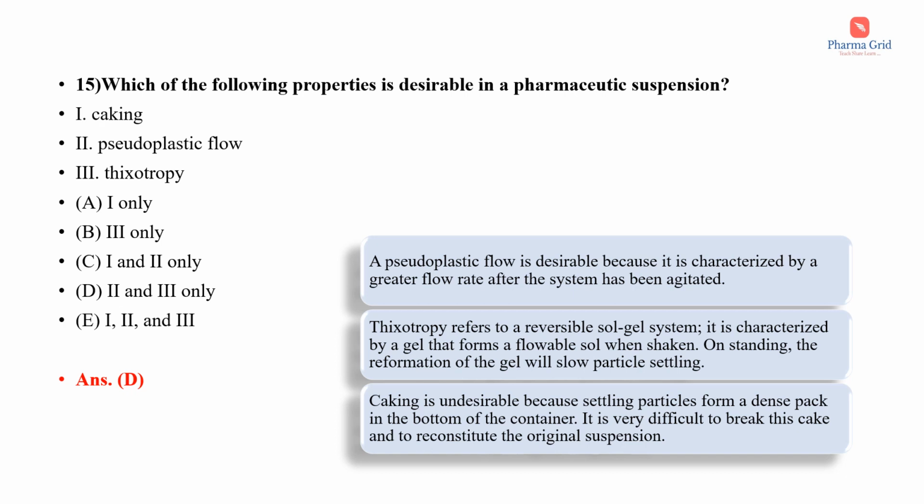It is desirable in the case of a pharmaceutic suspension because it is characterized by a greater flow rate after the system has been agitated. Then thixotropy is a kind of reversible sol-gel system. That is, it is characterized by a gel that forms a flowable solution when shaken. On standing, the reformation of the gel will slow particle settling. Then caking is undesirable because settling particles form a dense pack in the bottom of the container. It is very difficult to break this cake and to reconstitute the original suspension. So the desirable properties for a pharmaceutic suspension are pseudoplastic flow and thixotropy.